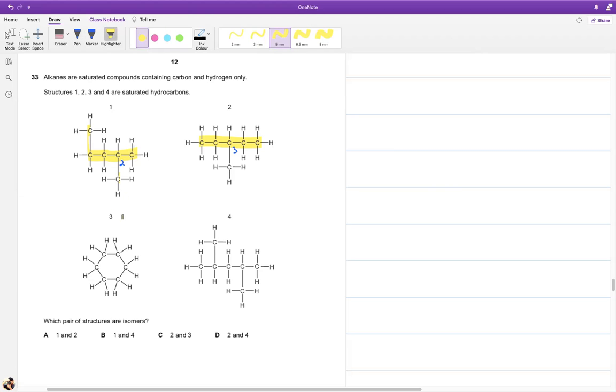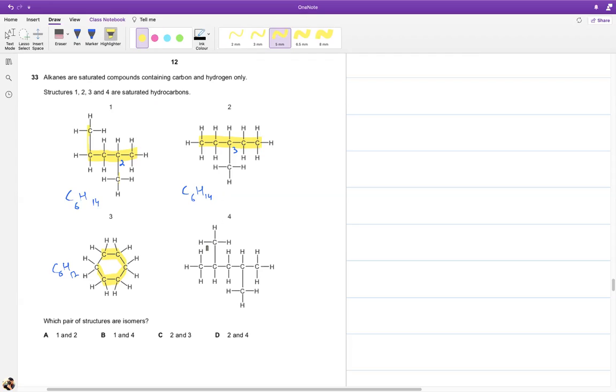Okay. This one, 1, 2, 3, 4, 5, 6 carbons, but the number of hydrogen over here, this is 6, C6H14. This is also C6H14. This is C6H12.